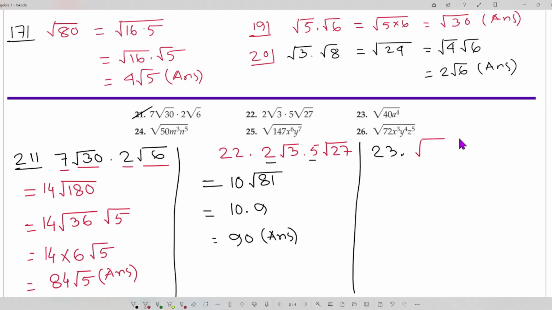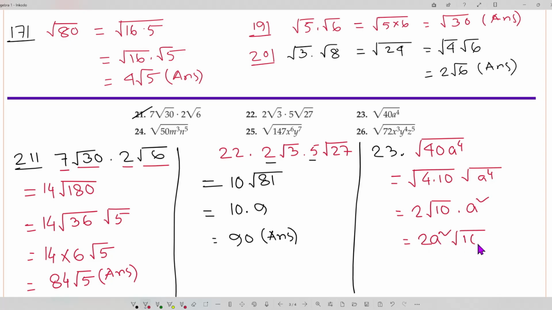Here is root 40 a to the power 4. Now look, root 40, what can we do? Root 40 we can write 4 times 10, and this root a to the power 4 we are making separate. So root 4 means 2, and here is root 10, right? Times a to the power 4. Once we take the square root, we will get a square. So what is our answer? Our answer is 2a square root 10. Okay, so this is our answer.